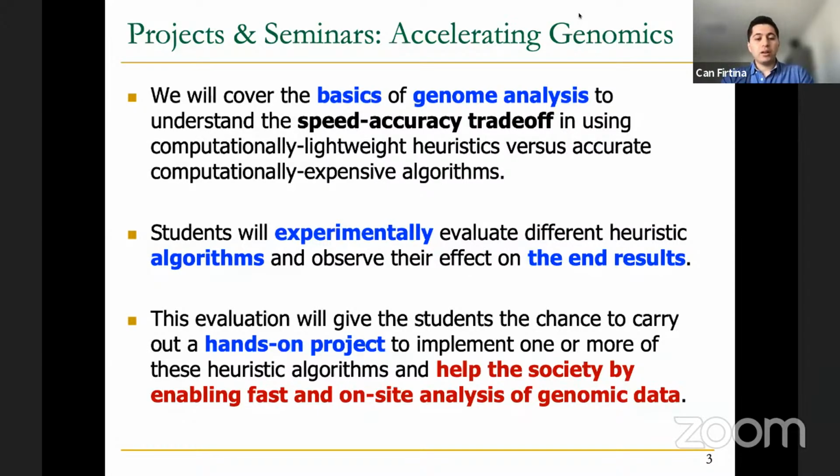And as you apply these heuristics, this evaluation will give you the chance to carry out a hands-on project, basically. So you're going to be learning from the algorithms, but also implementing these algorithms in a hands-on project. And these heuristics that you're going to be applying are hopefully going to help society by enabling fast and on-site analysis of genomic data.